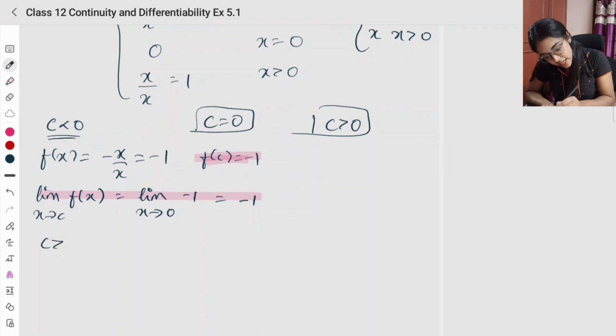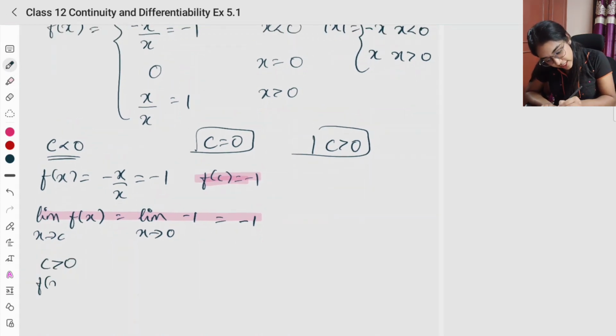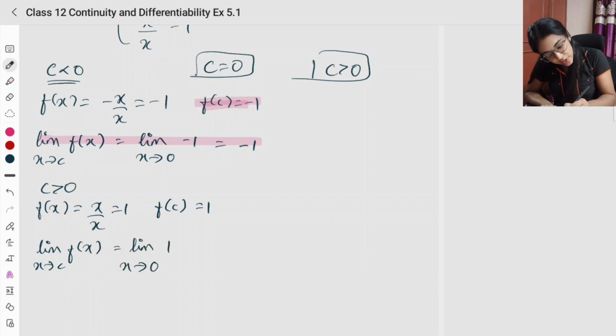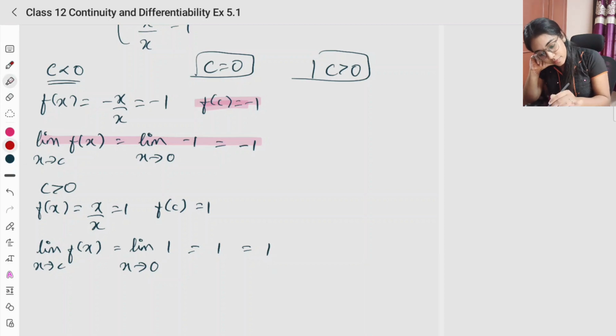Similarly, we have to do for c greater than 0. What is the condition? My f of x is again going to be x divided by x, which is 1. So my f of c is going to be 1. Now what is my limit? Limit x tends to c of f of x is going to be limit x tends to 0 of f of x, which is 1. Taking the 1 outside the limit, I have limit x tends to 0 of 1, so the final answer is simply 1. So what do you see? Here also the f of c and the limit values are equal. You see that? Okay.